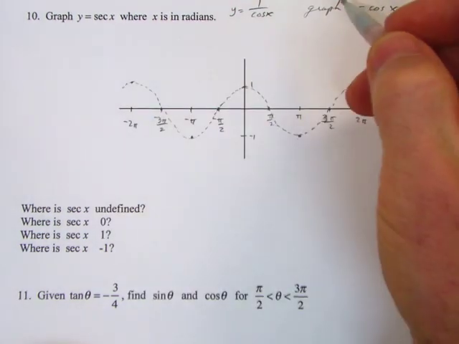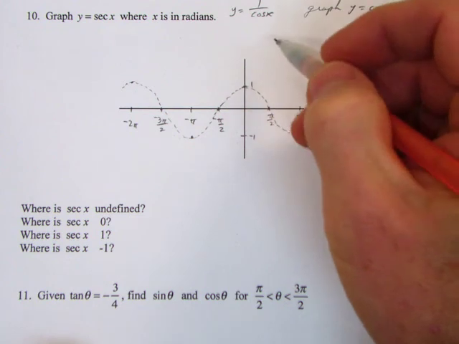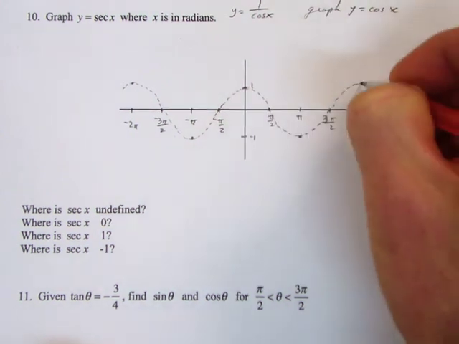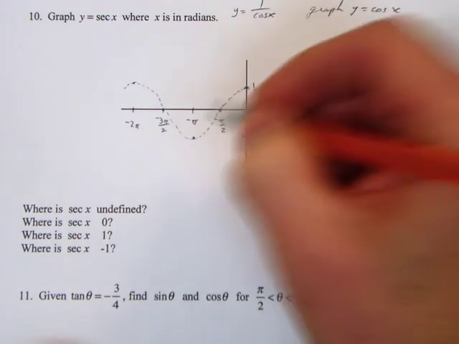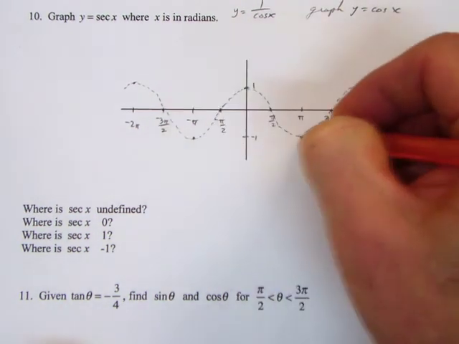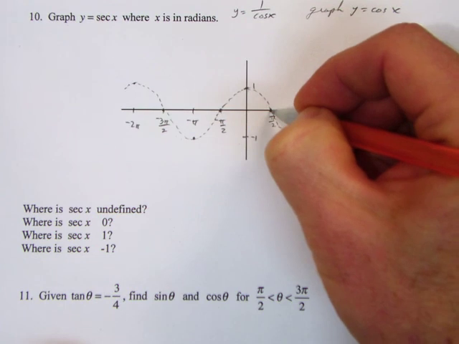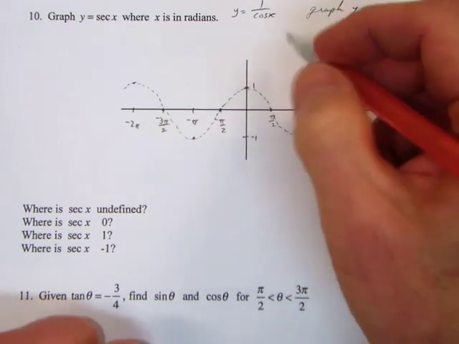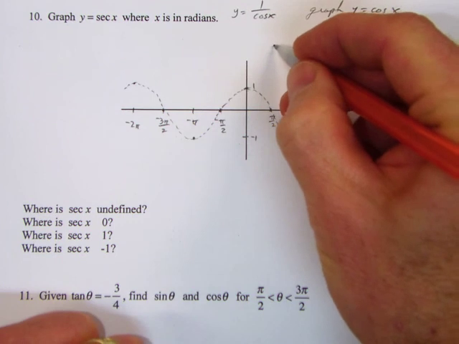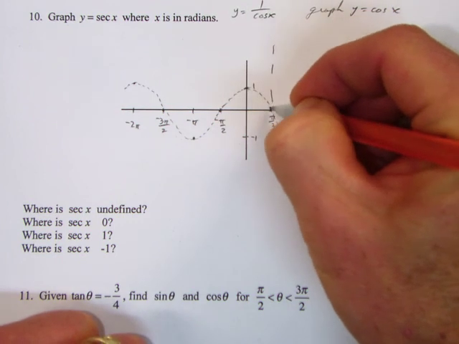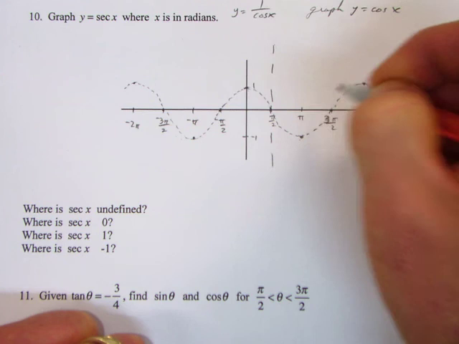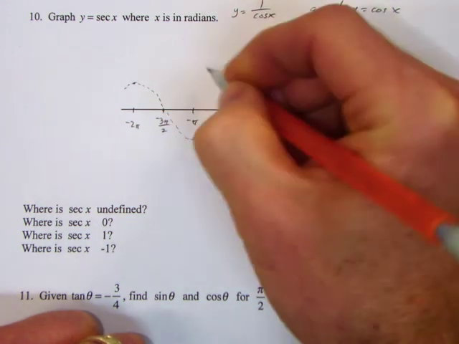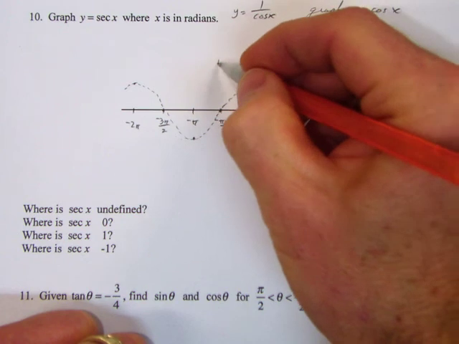Now what are our key values here? Well, we're looking at the reciprocal. 1 over 1 is 1, so all of these points where it's 1 are going to be the same, and 1 over negative 1 is negative 1, and those are going to be the same. What's 1 over 0? 1 over 0 is undefined. So what we're going to do is have an asymptote here. So for all these 0 values, let's put an asymptote down.